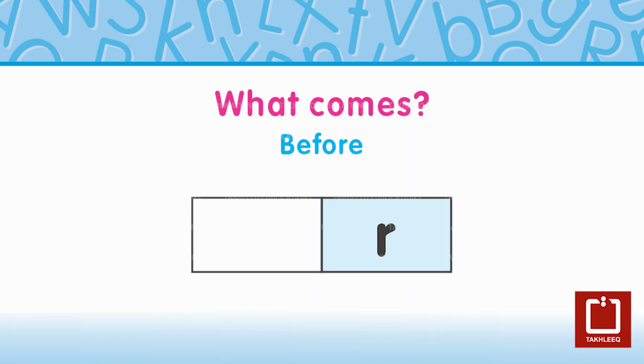What comes before R? First we say Q, then R. Q, R. Q comes before R. So we write here Q.